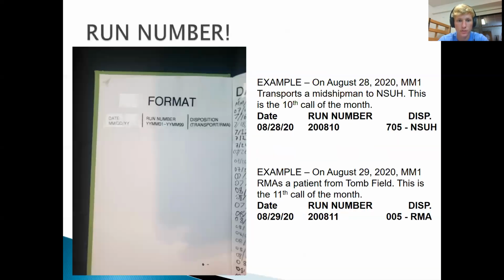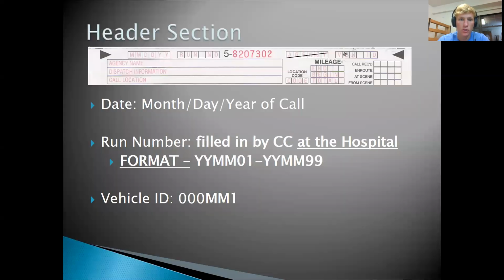Close the header. Everyone can read, so they understand what most of it is. But the run number is something we're going to stress a lot. We will find you if you don't fill it out. The run number is filled out year, month, and the number of calls in that month. So let's say it's the third call of the month. It would be 200803.